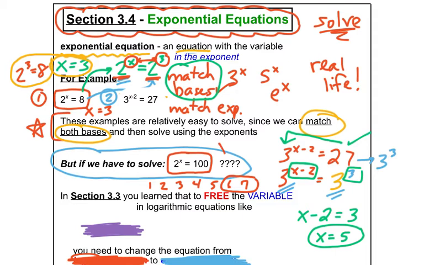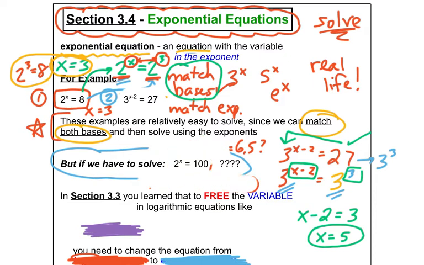So I bet x is probably somewhere between 6 and 7, like, I don't know, like 6.5, for example. But this is going to be hard to do because I can't match the base. I can't write 100 in terms of 2 to the, because you can't raise 2 to a power and get exactly 100. So this method of matching bases, it doesn't work here. We need to find another way.